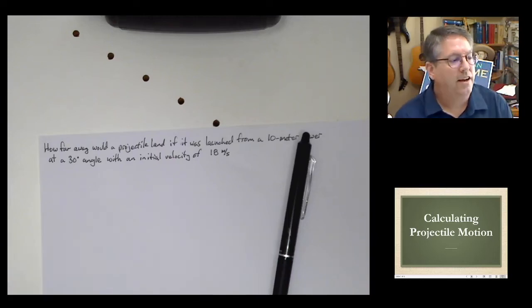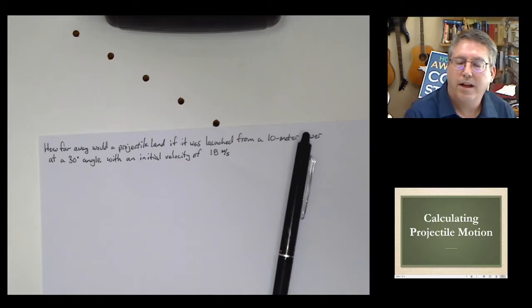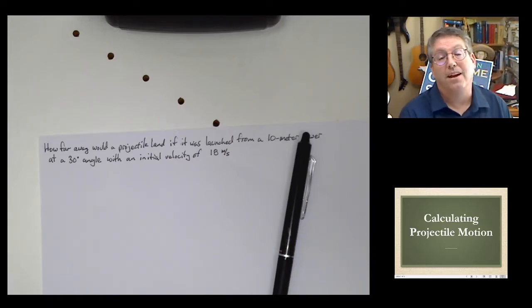All right, Mr. Ellison here, and I am going to walk through a problem with you on calculating projectile motion. Things flying through the air. We do it all the time. Our brains do it with startling accuracy, whether you're throwing a baseball, catching a football, shooting a basket, whatever.